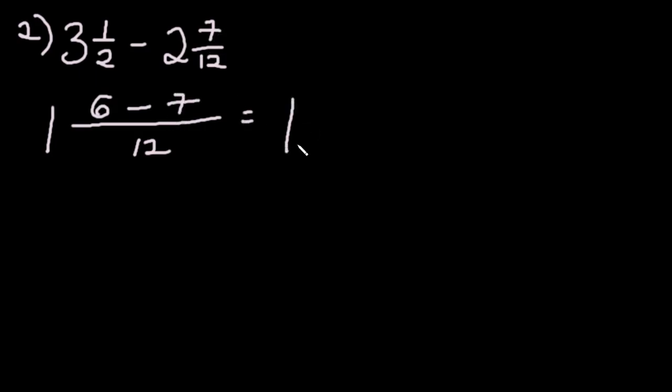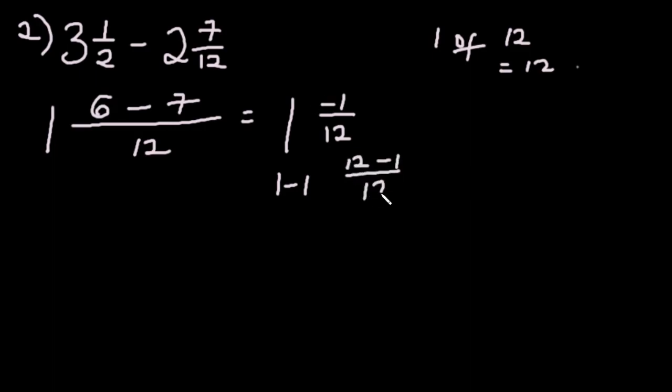So I have one whole number. 6 minus 7 is minus 1 over 12. But I can't leave my answer like this, because I have a whole number to fill this. Don't forget, the whole number in any fraction represents a unit of that denominator, which means this one here represents 1 of 12, which is actually 12. So now what I do is I borrow this one, that means 1 minus 1, I have 0 left. I borrow it and bring it here. I have 12 minus 1 over 12. This is a 0 whole number, so we don't need to write it. 12 minus 1 is 11 over 12, and my answer will be 11 over 12.